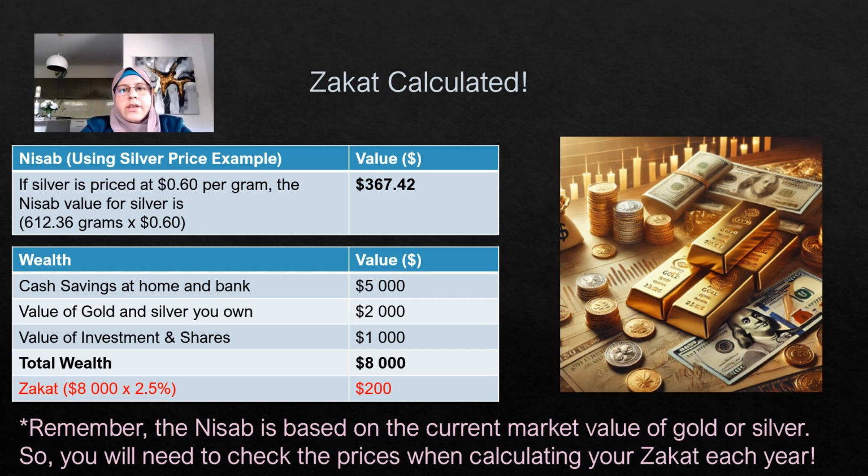Remember, you need to check the market value of the gold or silver at the time you are calculating your zakat. And this is easily found through Google search and depending on which country you are living in. So in our case, the Nisab is $367.42 and our total wealth is $8,000. So it exceeds the threshold. That means our $8,000 exceeds the Nisab amount, and we then calculate 2.5% of $8,000.